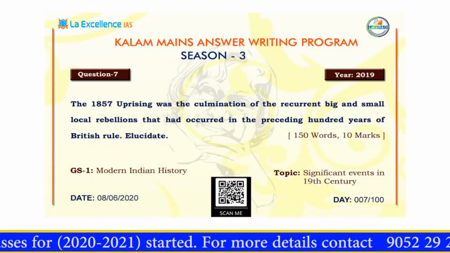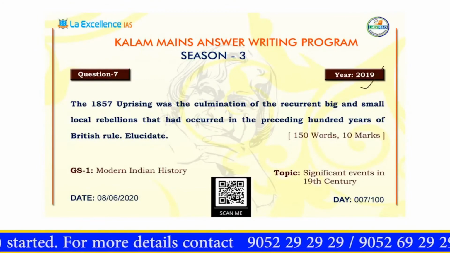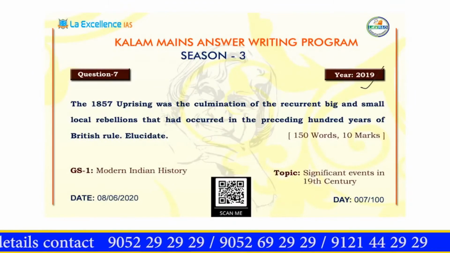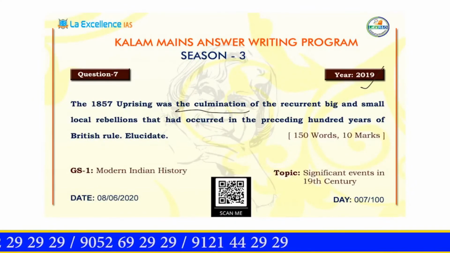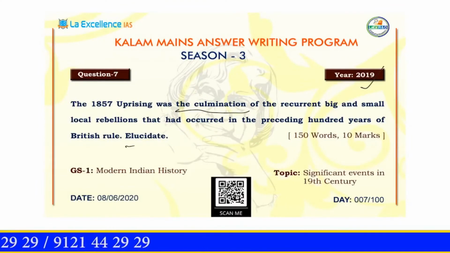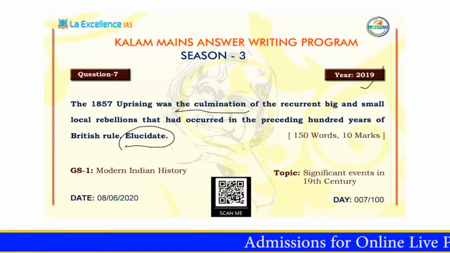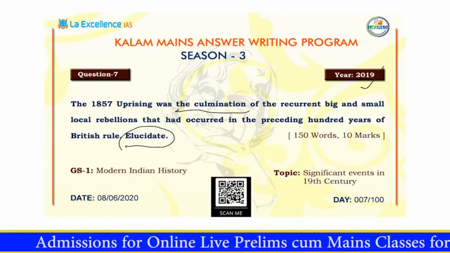Now we will look into our question. This question was asked in the year 2019, a recent year. The question was: the 1857 uprising was the culmination of the recurrent big and small local rebellions that had occurred in the preceding 100 years of British rule. Elucidate. Two words are important. One is culmination and the second one is elucidate. Elucidate means clearly explaining what is asked in the question.